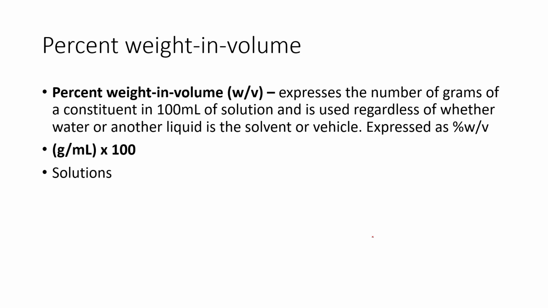So, ating una is our percent weight in volume. This is one of the most common strengths or concentrations you can encounter. Percent weight in volume expresses the number of grams of a constituent in 100 ml solution and is used regardless of whether water or another liquid is the solvent or vehicle. Ganito po siya. It is gram per ml times 100.